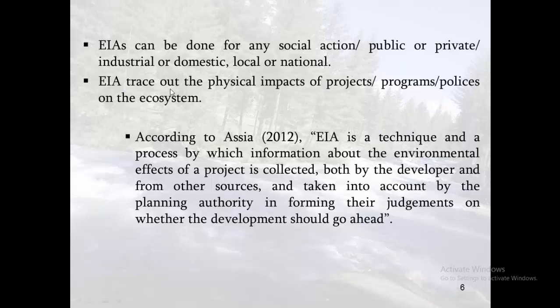Environmental impact analysis traces out the physical impacts of the projects, programs, policies on the ecosystem. This is also a very good definition. I think the previous definitions have clarified it.